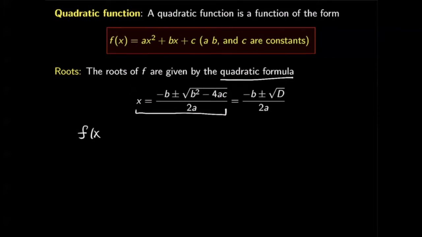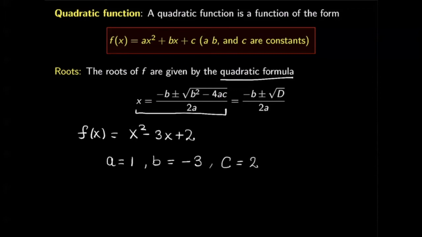If f of x is equal to the same function, x square minus 3x plus 2, and if I use the quadratic formula, first I need to calculate what my a is. a is the coefficient of x square. What is b? b is the coefficient of x. And what is c? c is the constant term.